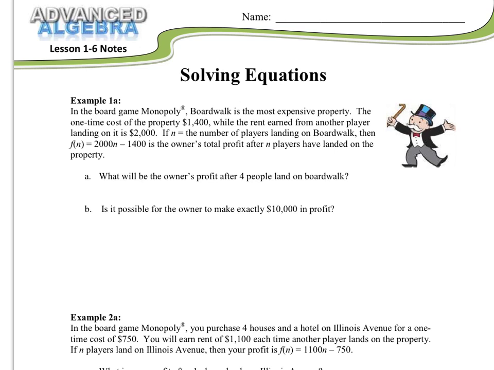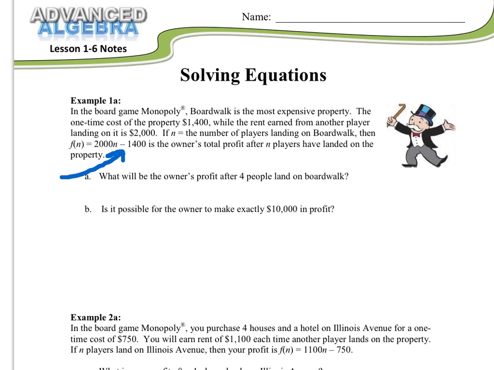So if we look at that function, it says basically that every time someone lands on that Boardwalk, it's $2,000, so 2,000 times n, minus that $1,400, that initial cost of it. That f of n is going to be the total profit that the owner makes for owning that piece of property after n players have landed on the property.